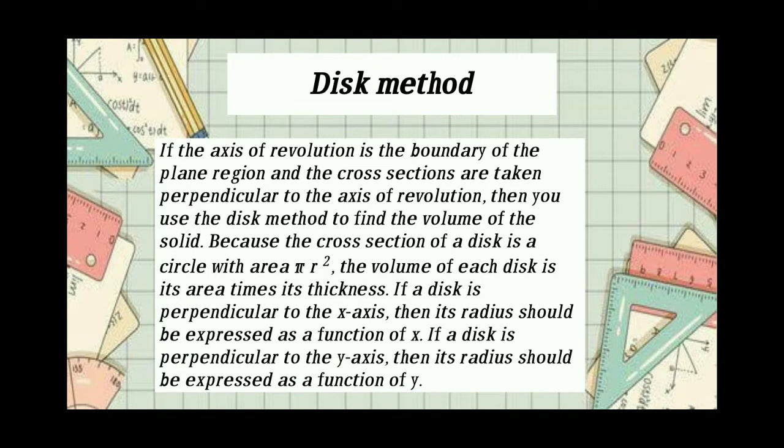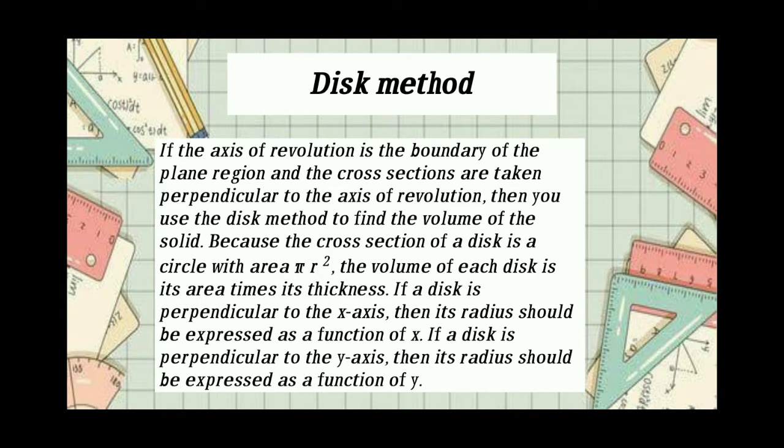Disk method is used when the axis of revolution is the boundary of the plane region and the cross sections are taken perpendicular to the axis of revolution. Then you use the disk method to find the volume of the solid. Because the cross section of the disk is a circle, whose area is pi times r squared, the volume of each disk is its area times its thickness. If a disk is perpendicular to the x-axis, then its radius should be expressed as a function of x. If a disk is perpendicular to the y-axis, then its radius should be expressed as a function of y.